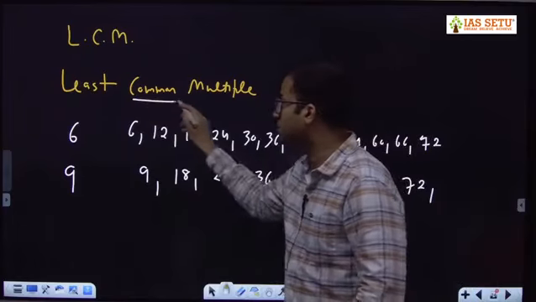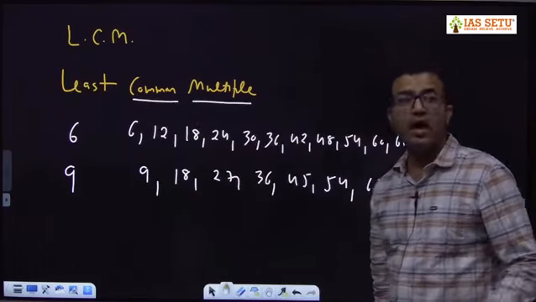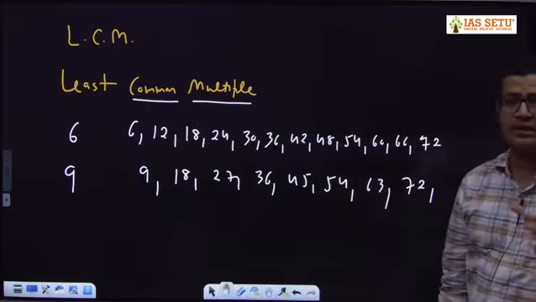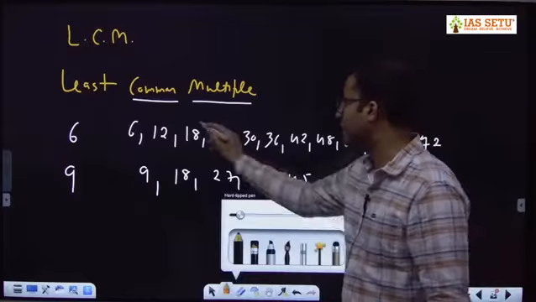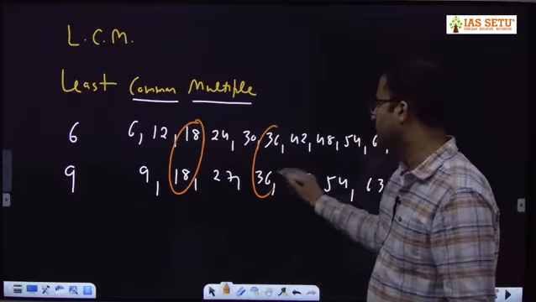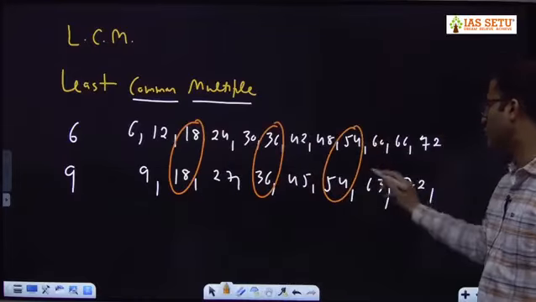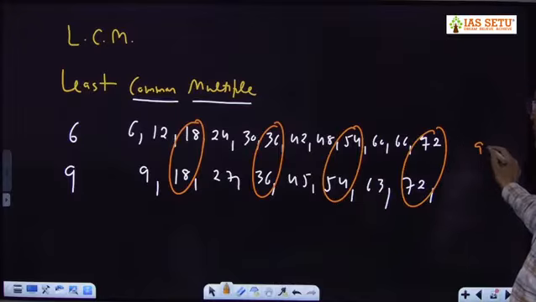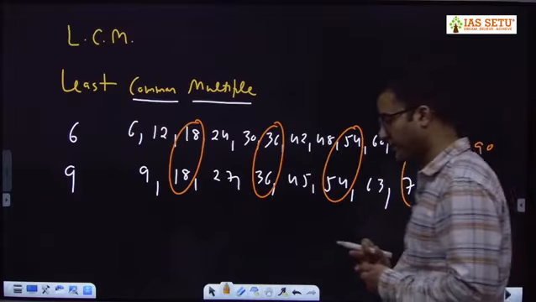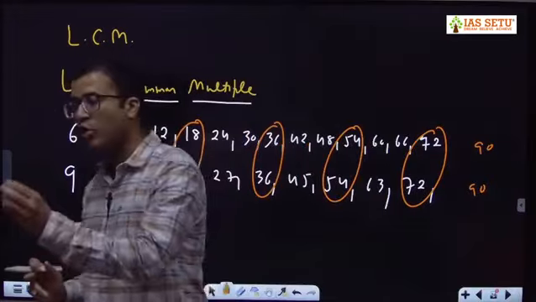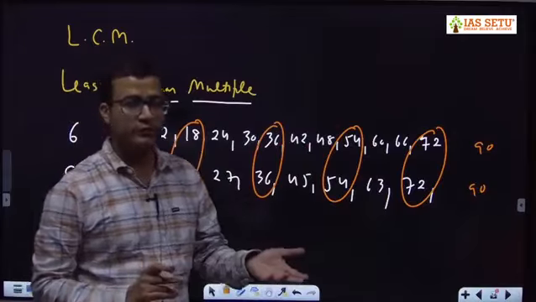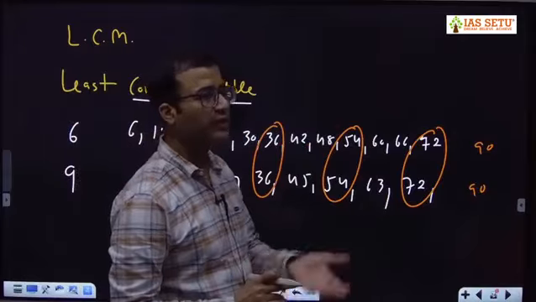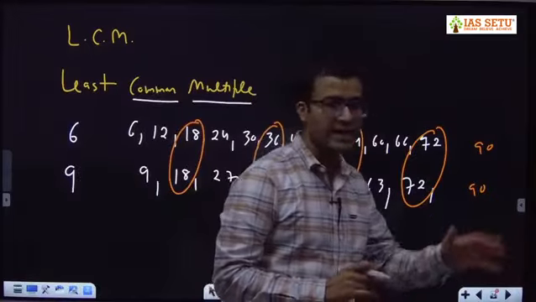But now here, these are common multiples. Out of these multiples, let us identify the common multiples. Common क्या क्या आ रहा है? 18, 36, 54, 72, after that 90, then 108. These are common multiples. 18 is a common multiple of 6 as well as 9. 36 is also a multiple of 6. 36 is also a multiple of 9. 54 is a multiple of 6 as well as 9.